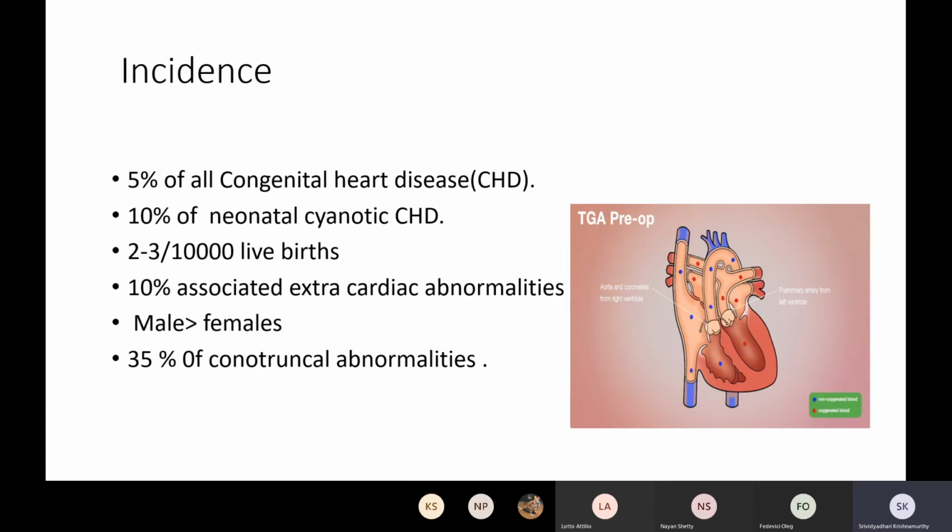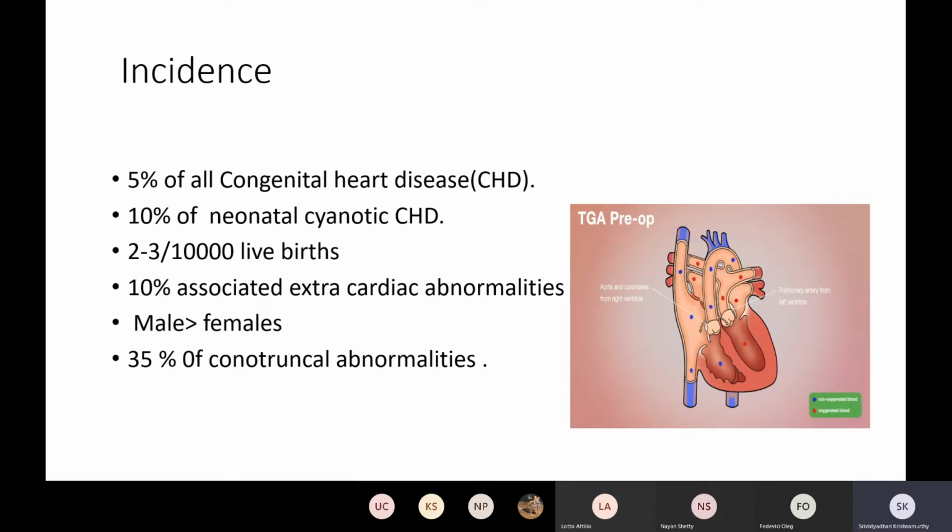It accounts for about 5% of all congenital heart diseases, and 10% of neonatal cyanotic congenital heart diseases. And how often does it happen? About 2 to 3 per 10,000 live births. These figures are within Europe; it's slightly different from the American figures. And 10% of kids with TGA have extracardiac abnormalities, most commonly kidney problems or cerebral malformations, as has been described in the literature.